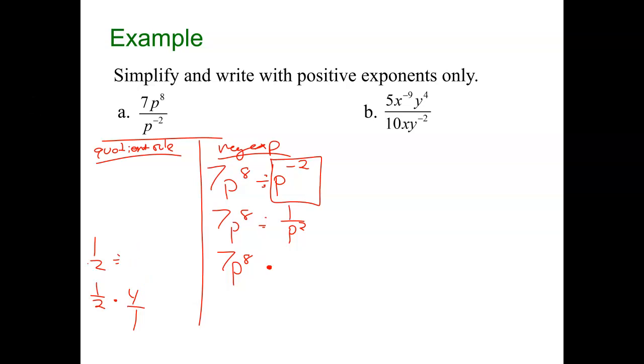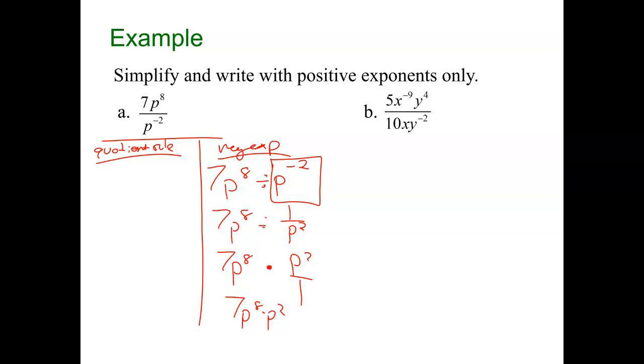That negative exponent made me write it as a reciprocal, but now I have a fraction with division. So then I need to go ahead and write it as its reciprocal again. So I end up with 7p to the 8th times p squared, which I can simplify.